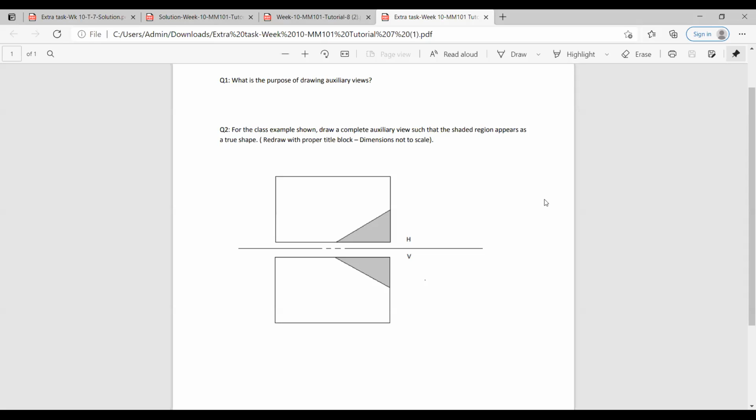Okay, so that video clearly demonstrates how we do secondary auxiliary views. I will paste the URL for that video in the public chat.